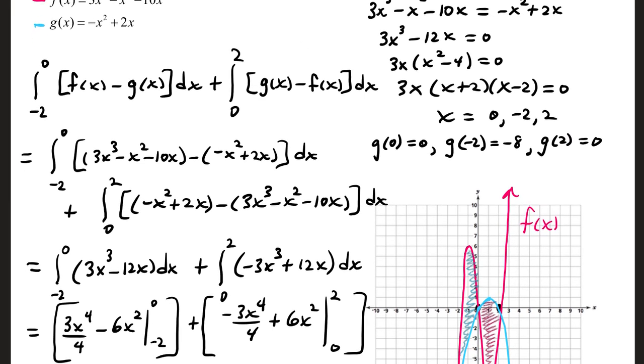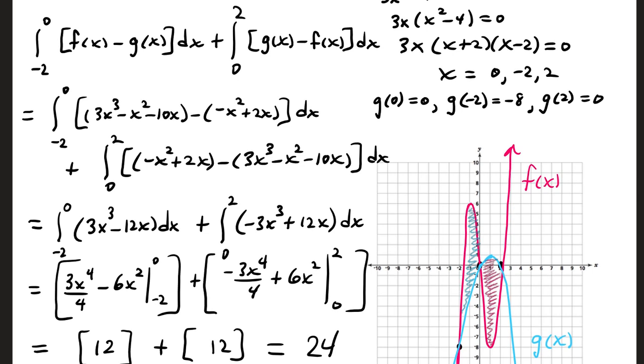Let me scroll a little bit. If you look at the diagram at the bottom right of your screen, function f is the red function. That's our cubic. Function g, that's the blue one. That was our parabola that opened downward. Notice at negative 2, negative 8, 0, 0, and at 2, 0, those matched our intersection points from our previous calculation.